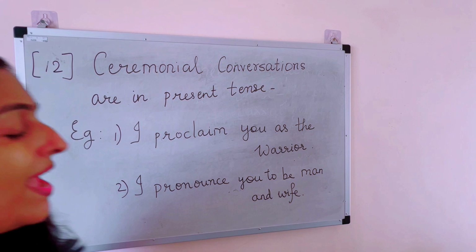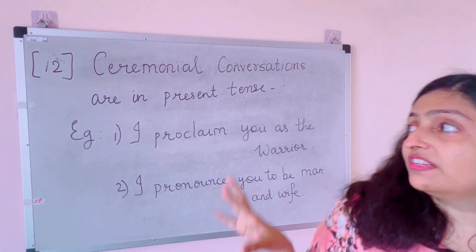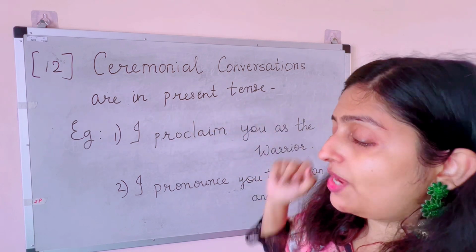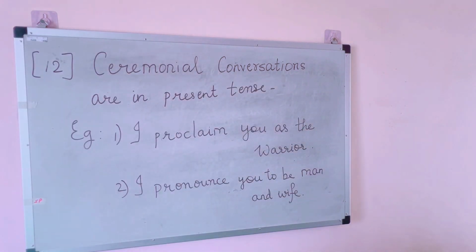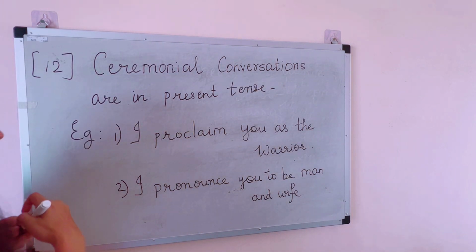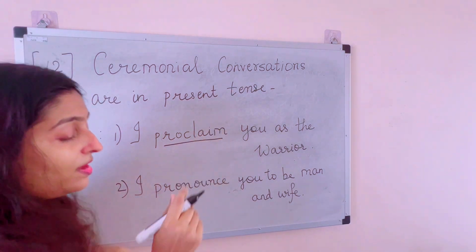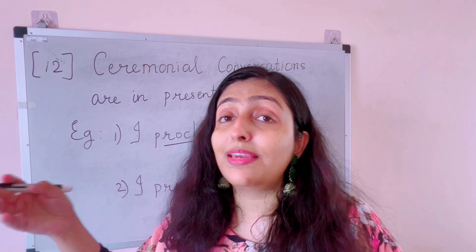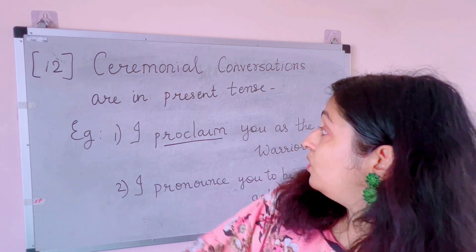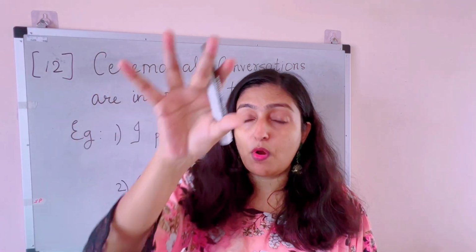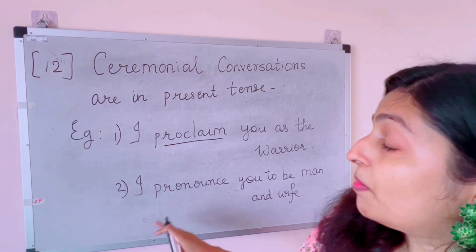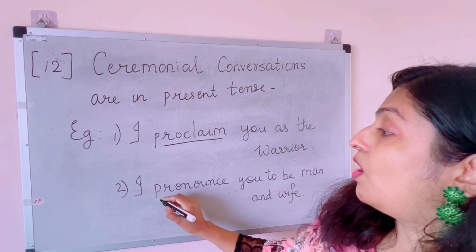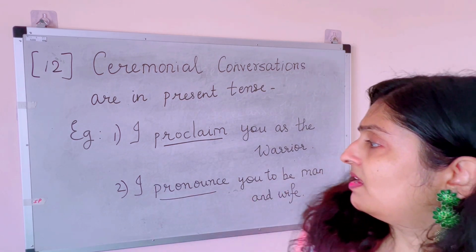Rule number 12. Ceremonial conversations are usually written in present tense. Let's have a look at the examples. Example 1: I proclaim you as the warrior, the king saying to his knight or subordinate, you are the next warrior, I proclaim you. The priest conducting the holy marriage, it's also in simple present tense.